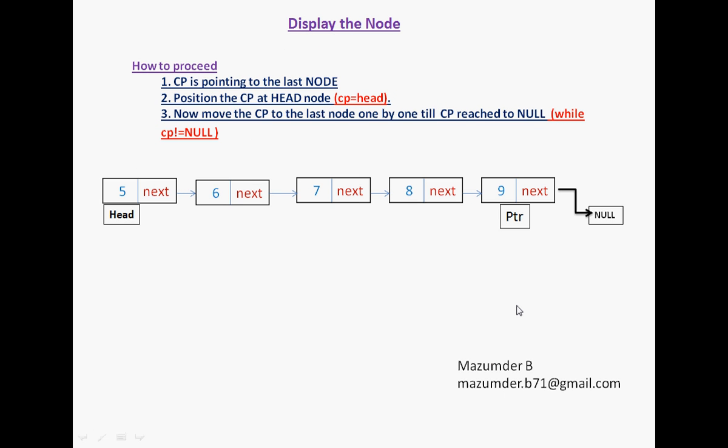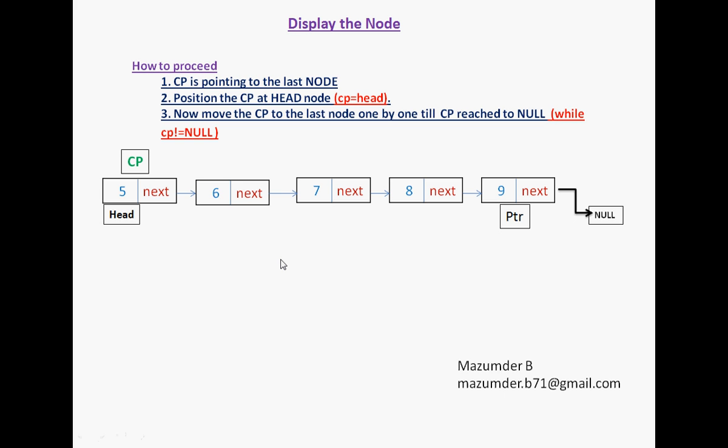Now how can we display the linked list? Our aim is we'll visit each and every node and we'll display the info part of the linked list. For this purpose, how will we use it? The head is the starting point to display the info part of the linked list. We'll use one current pointer here. Now we'll move the current pointer from head towards the last node.